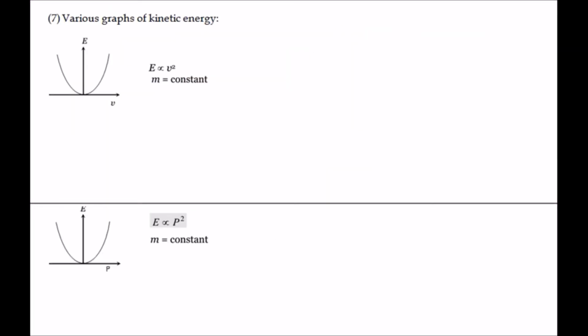Now we learn various graphs of kinetic energy. The first graph is the E versus v graph, that is, energy versus velocity graph. Consider this as the positive direction. If an object is moving in this direction with velocity equal to 2 meter per second, we write the velocity with a plus sign, that is, 2 meter per second. And if an object is moving in the opposite direction with speed 2 meter per second, then we write velocity equal to minus 2 meter per second.